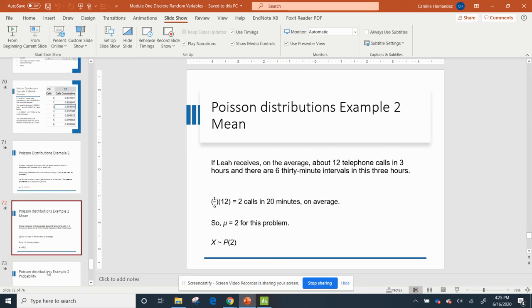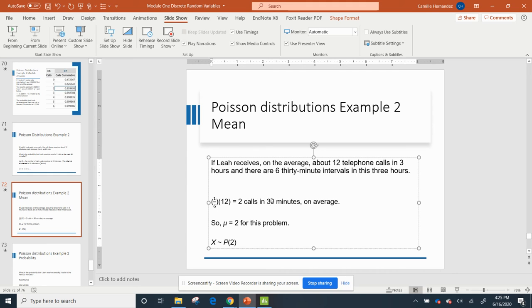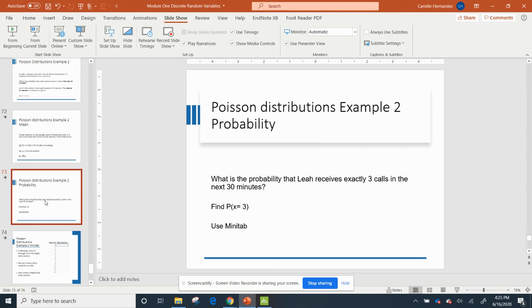Okay, so now remember, I've got to find my mean. So if she gets 12 telephone calls within 3 hours, and there are 6 30-minute intervals, so it's 1/6 times 12, which gives me 2 calls per 30 minutes. So my average is 2 calls per 30 minutes, okay? So the distribution approximates Poisson, and the mean is 2, okay? All right, so now what is the probability she gets exactly 3 calls?